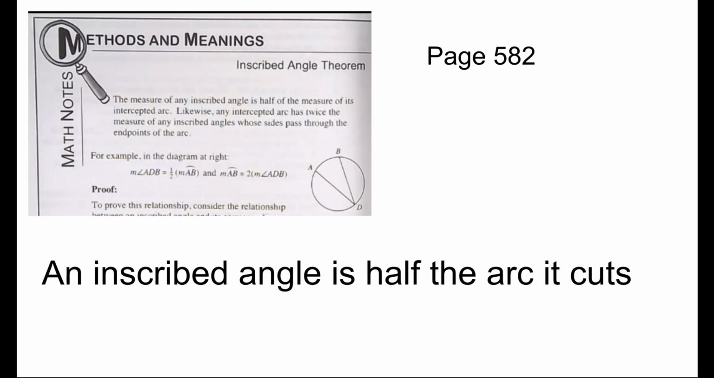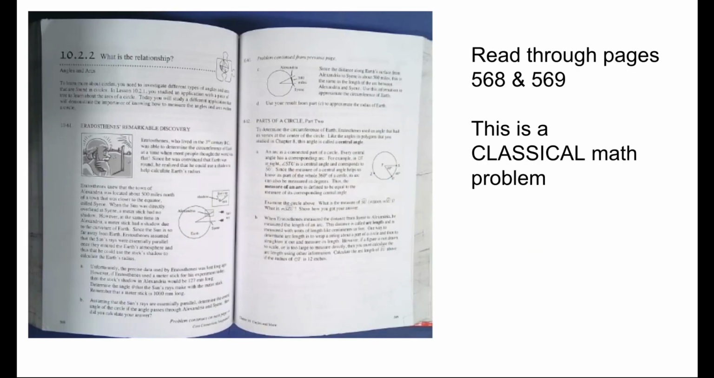Page 582 has a very important theorem. An inscribed angle is half the arc it cuts. And we're going to write that down in your notes in a moment. You really want to read through pages 568 and 569 because this is a classical math problem that everybody that's ever learned geometry has encountered. It's about how a guy named Eratosthenes figured out the size of the planet way, way long time ago. Long, long, long before Columbus ever set sail.